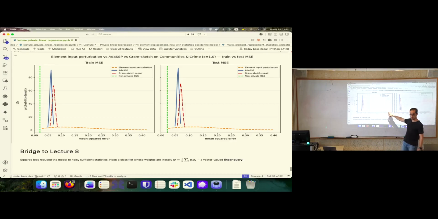Input perturbation is really terrible. The noise can be extremely large. And between ADA-SSP and sketching, it seems that ADA-SSP in this regime is ever so slightly better. But again, it depends on the setting and also the epsilon. It shows epsilon 1, epsilon 2, the trade-off might be different.